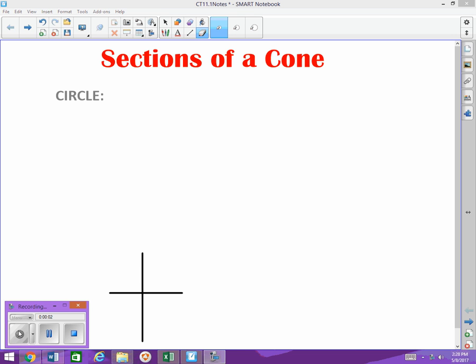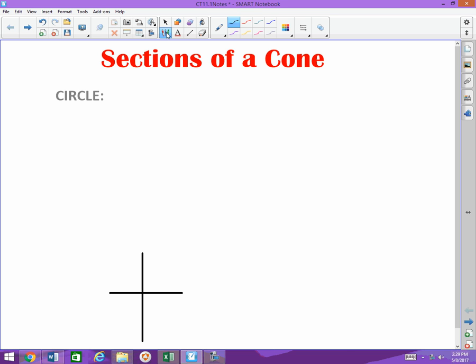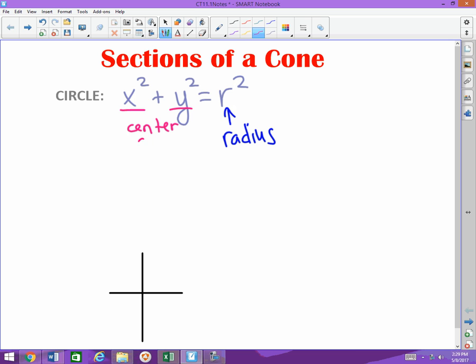The final unit we will be covering in College Trig deals with sections of a cone. The first two we will look at are circles and parabolas. For a circle, from college algebra, a circle is of the form x squared plus y squared equals r squared, where r is the radius of the circle. And then because it's just x squared and y squared, the center is at 0, 0.